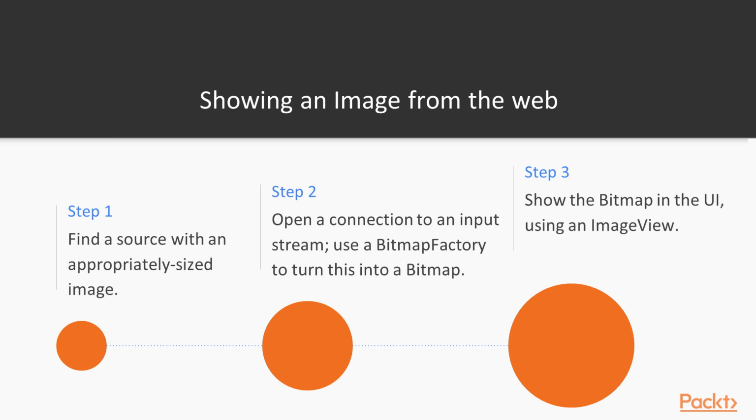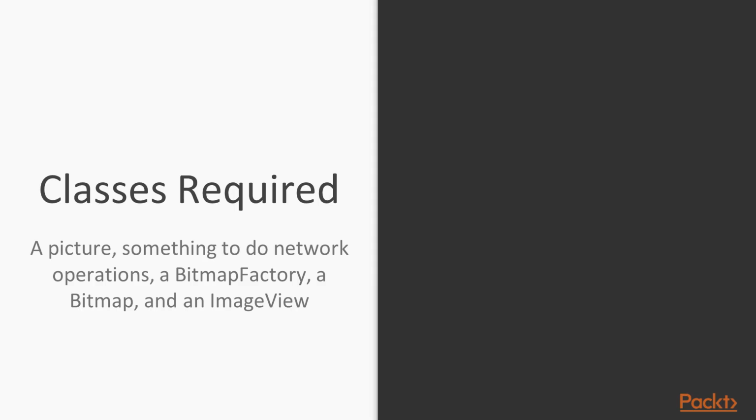After we've found a source of appropriately sized images, next we'll open a connection to that image using an input stream. And then we can use a bitmap factory to turn that input stream into a bitmap object. Once we have the data in a bitmap object, we can easily show it in the user interface using an image view or something similar. It will get a little bit tricky because we have to use a series of classes when we do this. So I've spelled out the classes here.